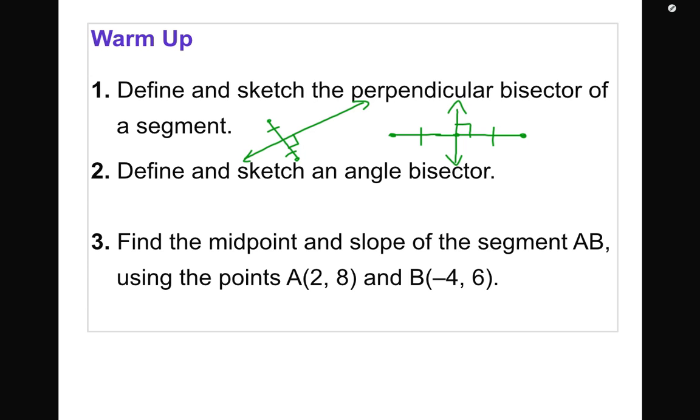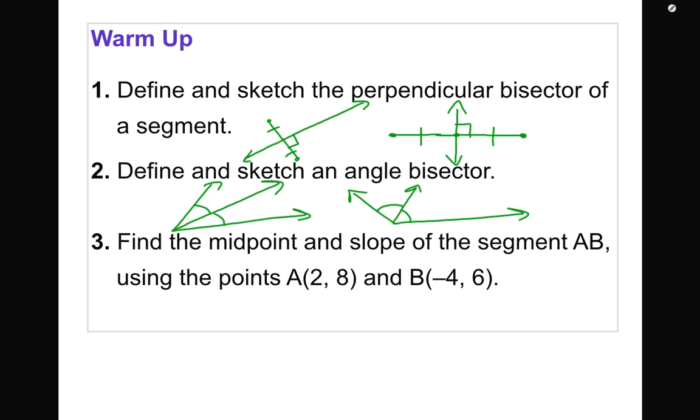An angle bisector is a ray that divides an angle into 2 congruent angles. So that picture might look like this. Mark those angles congruent. Maybe you started with an obtuse angle and you've got an angle bisector, something like that, dividing it.